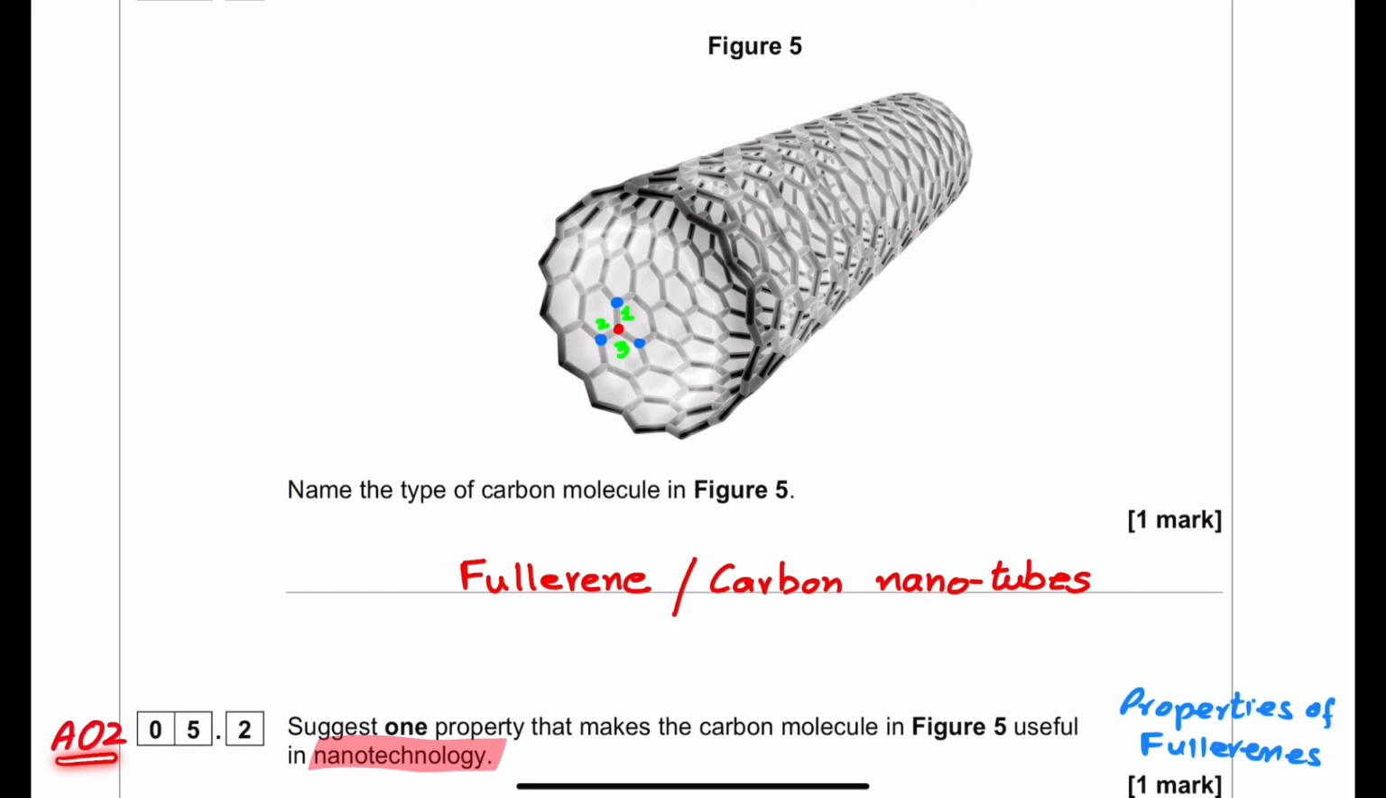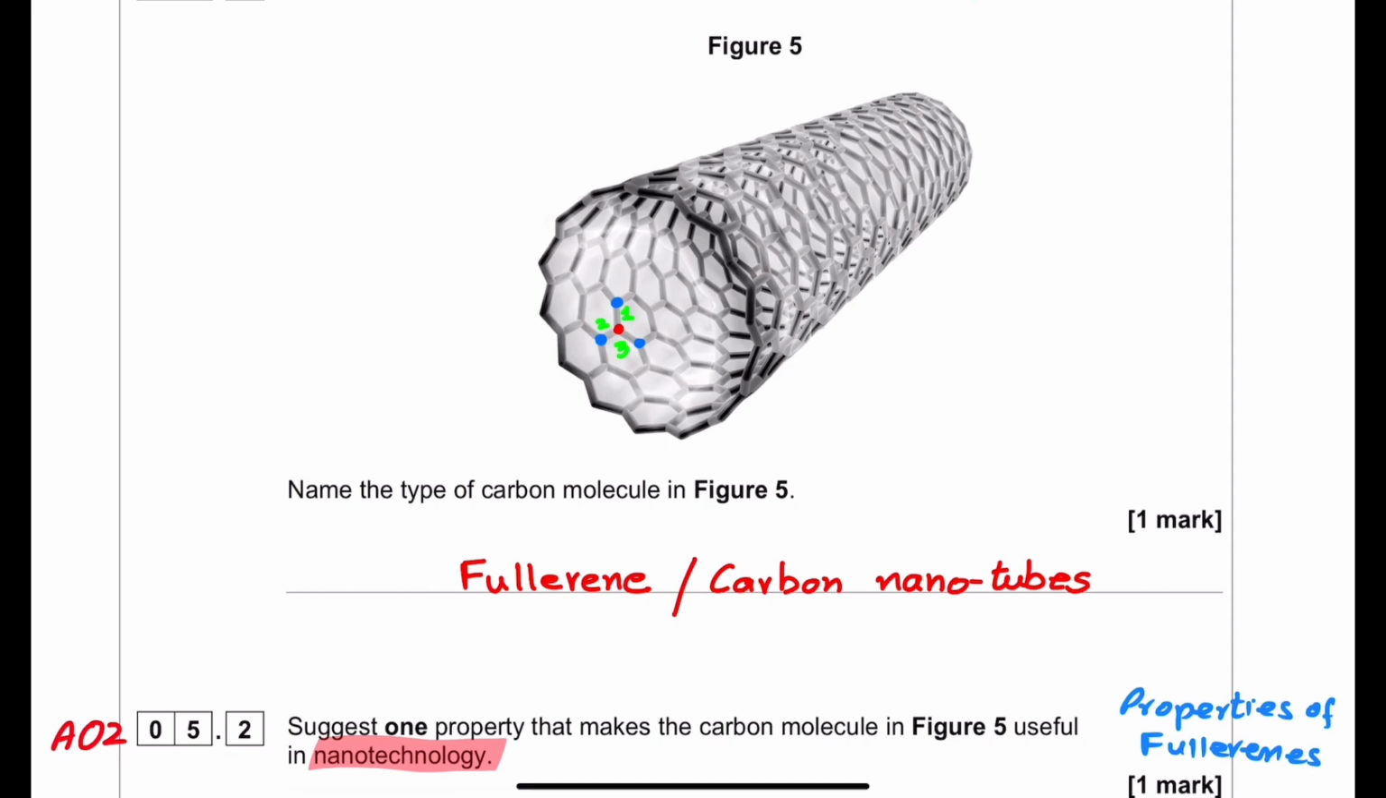5.2 is an application based question. Suggest one property that makes the carbon molecule in figure number 5 useful in nanotechnology. This topic is from the properties of fullerene. In figure number 5, the molecule is very useful. It is a good conductor of electricity. It is highly tensile strong. Tensile means that it is not going to break easily on applying force.